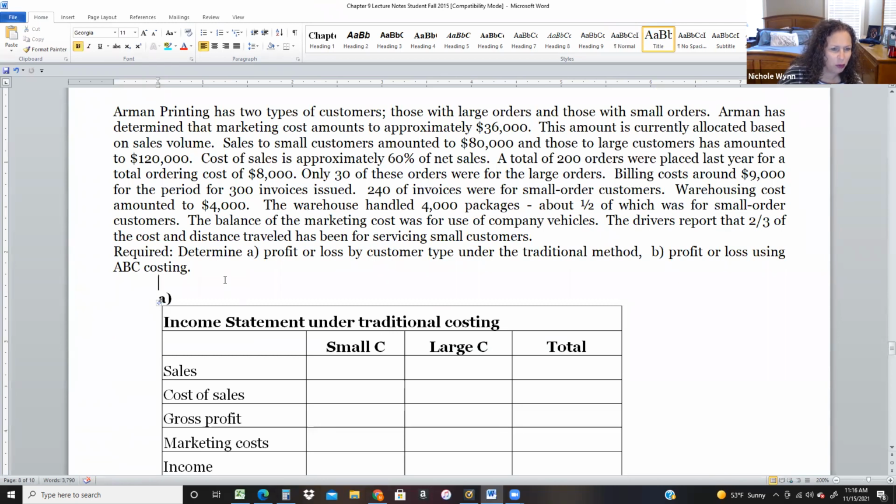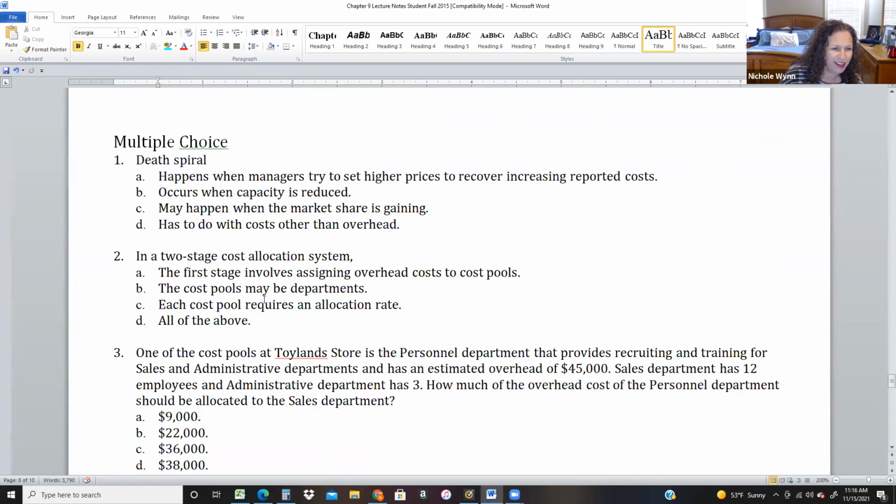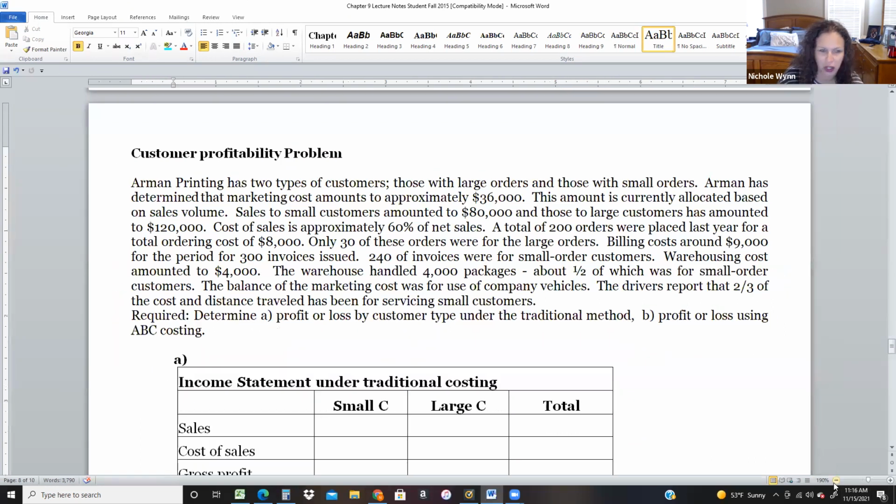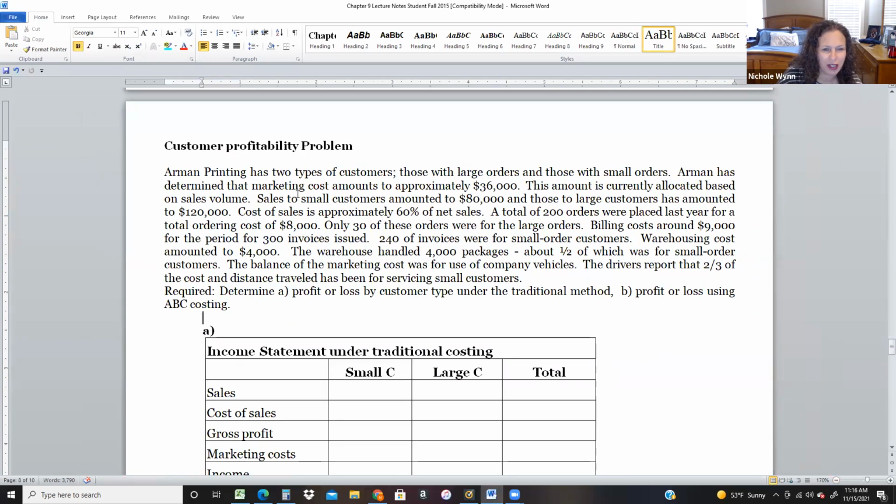So what I have here is one last problem to work through with you guys. So let's go ahead and do that one, and then I'll be done with the notes. And so we have Armin Printing has 2 types of customers, those with large orders and those with small orders. That's weird. Armin has determined that marketing costs amount to approximately $36,000. This amount is currently allocated based on sales volume. Sales to small customers are 80 and to large are 120.